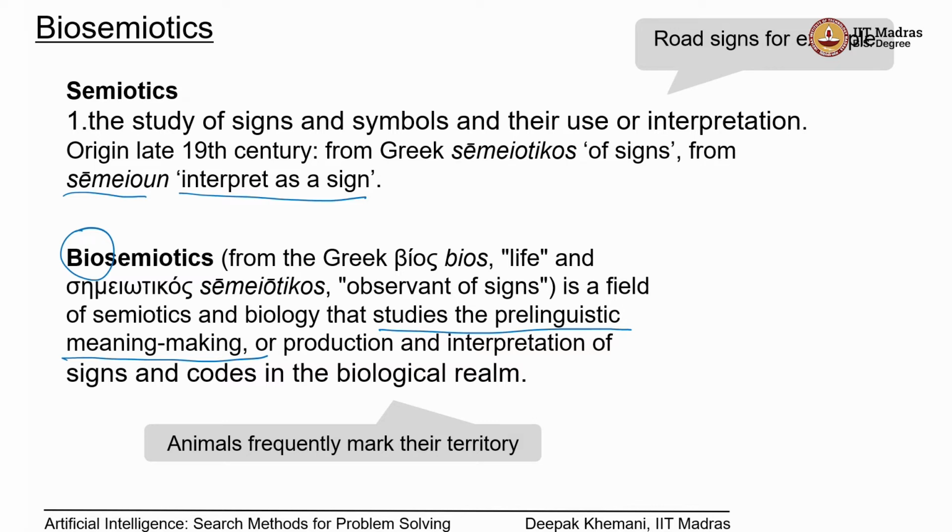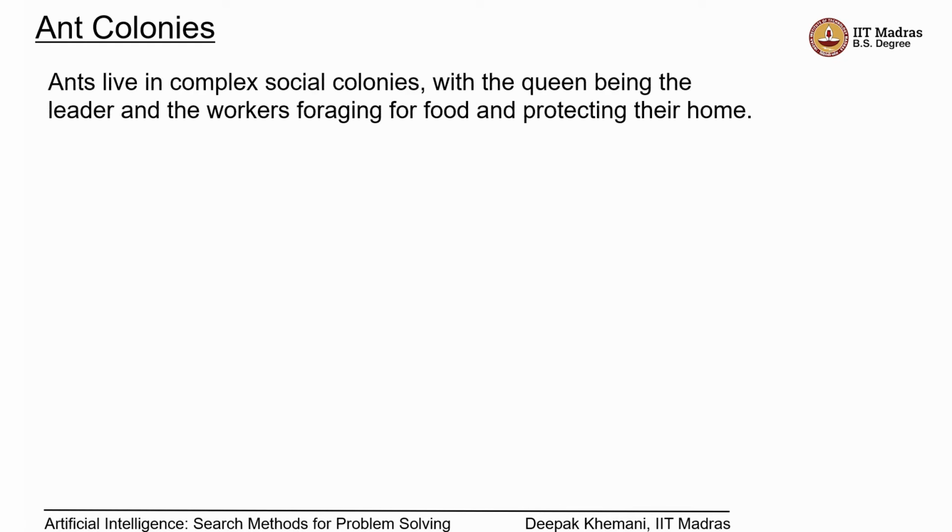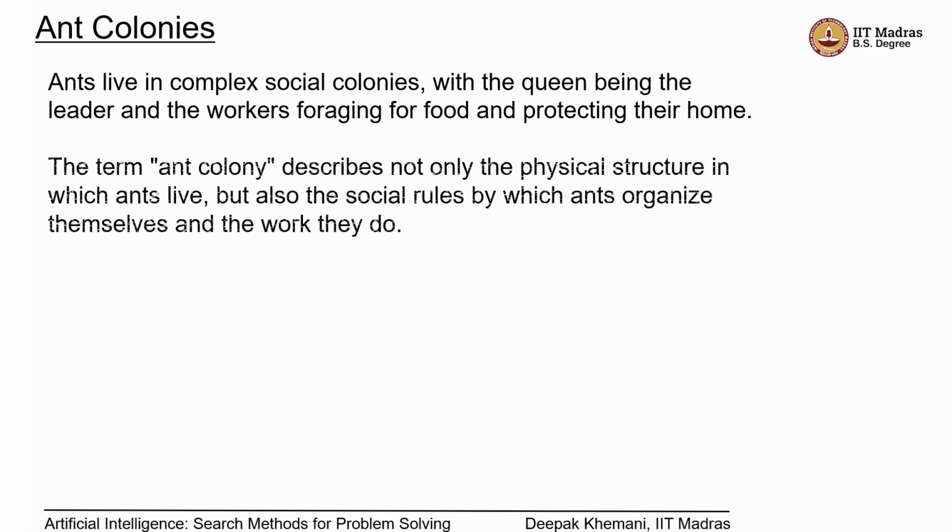Animals frequently mark their territory. For example, you must have seen dogs do it, but we are interested in ants at the moment, and in particular in ant colonies. The idea is that ants live in complex social colonies, with the queen being the leader and the workers foraging for food and protecting their home. Every ant colony has a very well defined hierarchical structure. The term ant colony describes not only the physical structure in which the ants live, but also the social rules by which ants organize themselves, and the work they do.